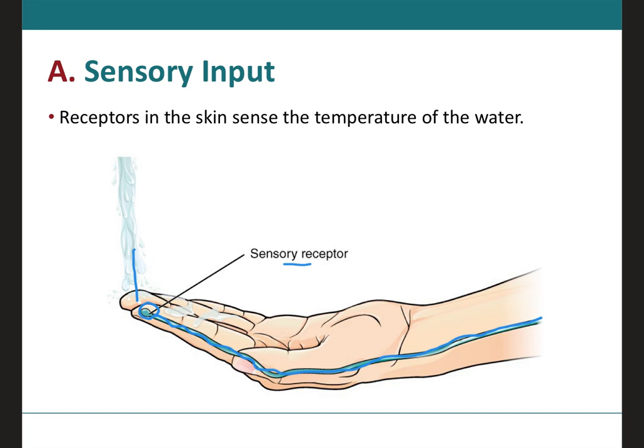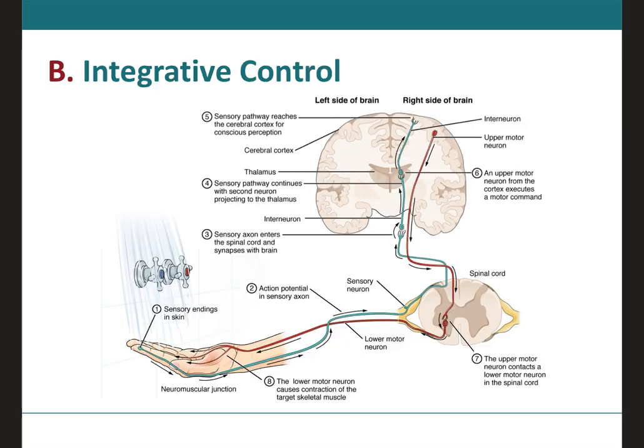And then from here, it will go on to the central nervous system, which we will see on the next slide. On this slide again, we can see the sensory endings at the tip of the finger. This information will travel through this dendrite all the way to the central nervous system, which includes the spinal cord. From here, it will go up to the brain. Once it reaches the brain, then it will integrate this information.